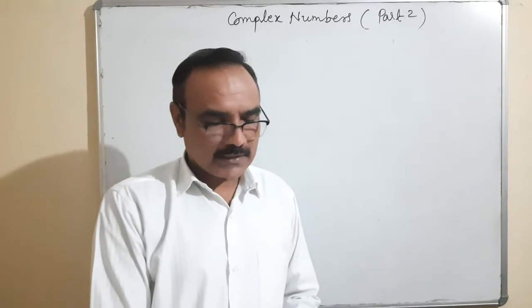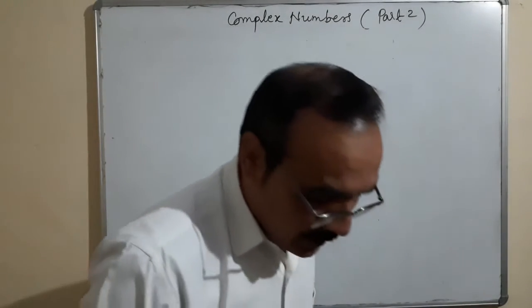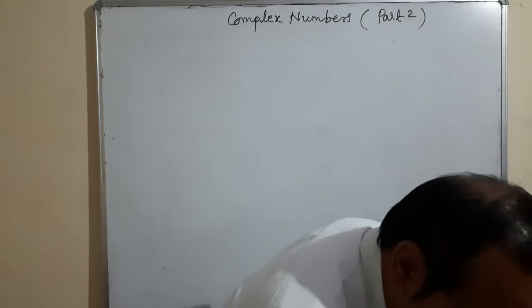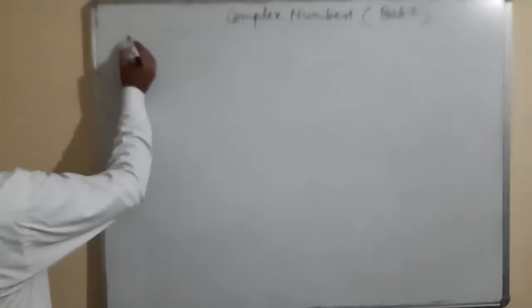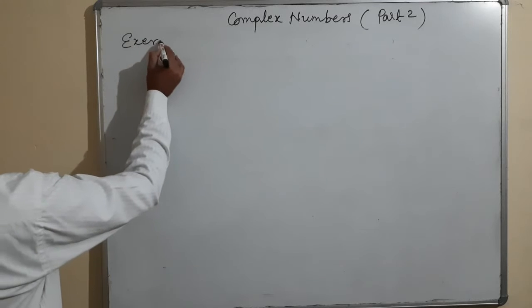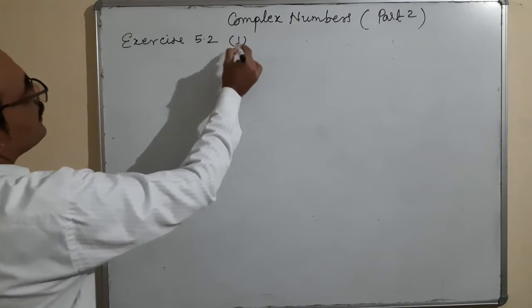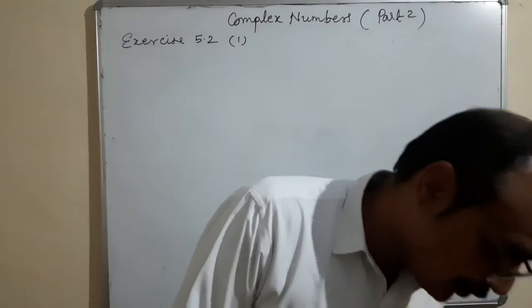Now we can start exercise 5.2. Exercise 5.2. Find the modulus and arguments of each of the complex numbers. Question number 1. Find the modulus and arguments.